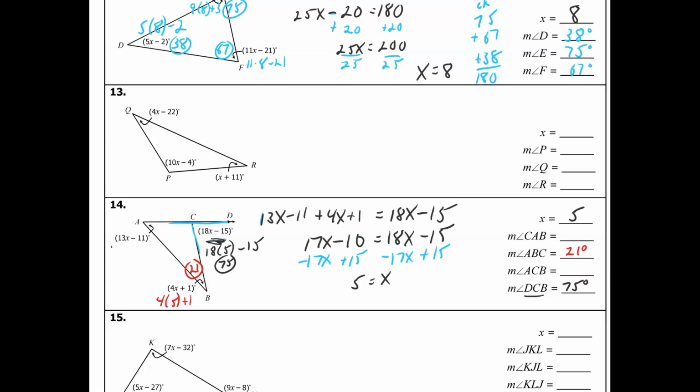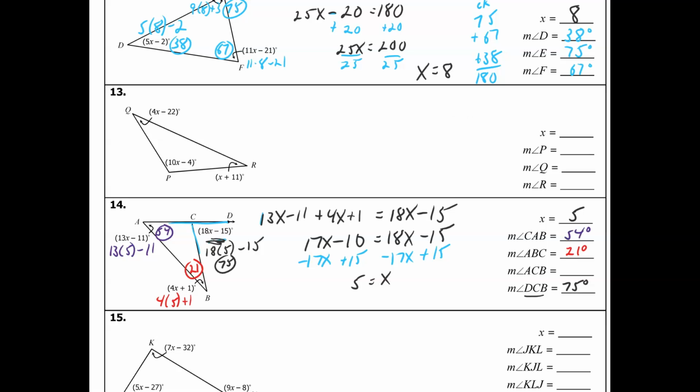All right, let's go on and find this one over here. So we've got 13 times 5 minus 11. 13 times 5 is 65. 65 minus 11 is 54. So this is 54. And let's see, that's angle BAC, BAC or CAB. So that one is 54.